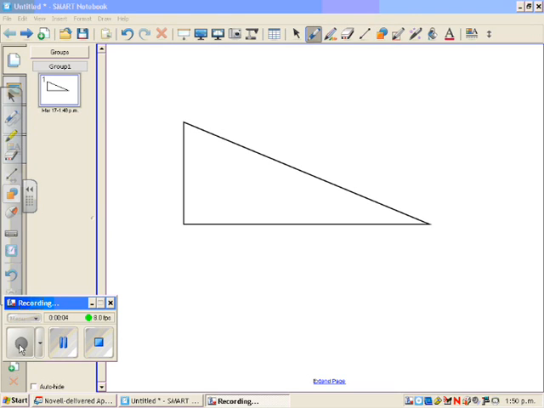We're going to look at right angle triangles. Right angle triangles are very unique because every time they change their angles, all the ratios between the sides change. And that's what we're going to spend a bit of time looking at.